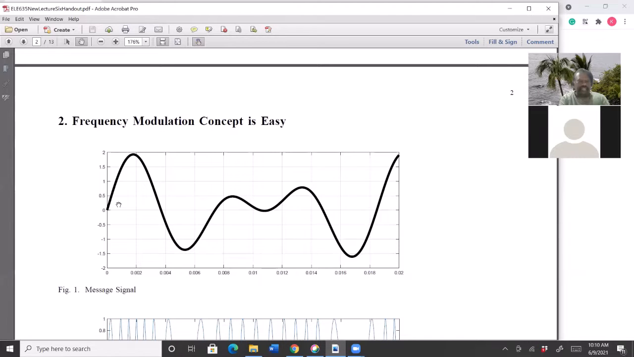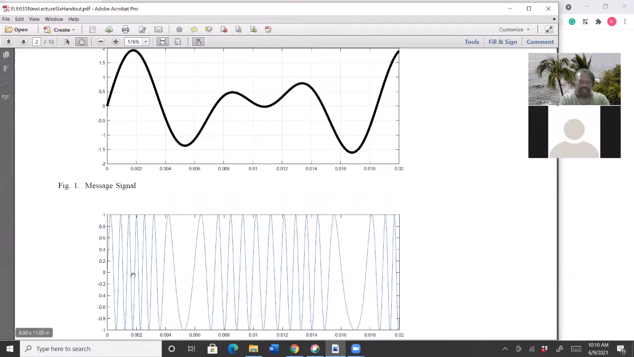As the instantaneous value of the message signal increases, the frequency is going to move from 100 megahertz to 100.1, 100.2, 100.3 and so on. And here it will go to the maximum, maybe 100.7 megahertz. Then it will decrease again. I have given you a picture. See, the frequency is higher here. And then when the instantaneous value of the message signal is negative, the frequency goes below 100 megahertz.